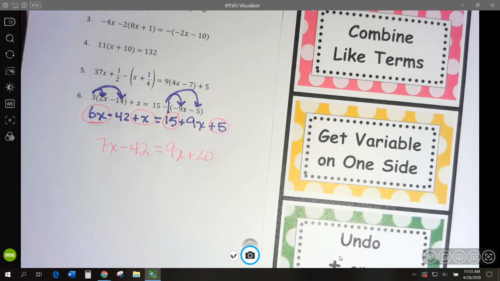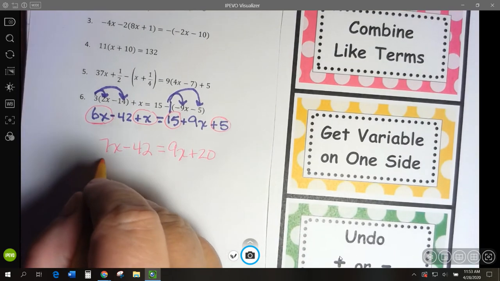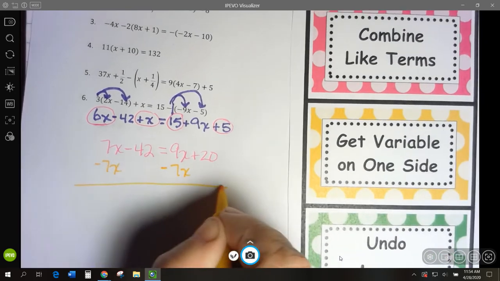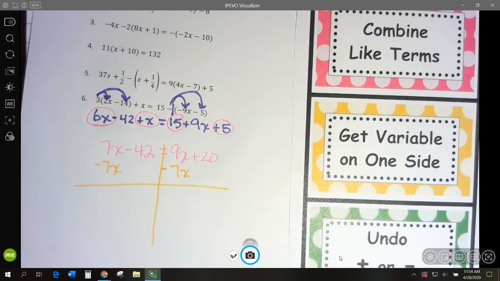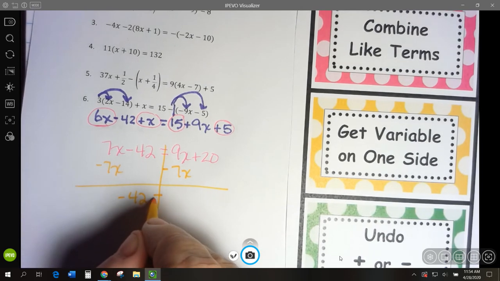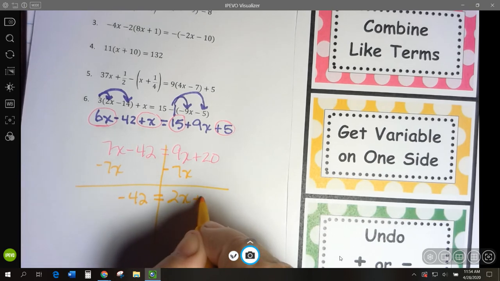Next, we're going to get variables on one side. We got to get rid of the variable with the smallest coefficient. 7 is smaller than 9, so we're going to subtract 7x from both sides. So we're going to end up with a negative 42 equals a 2x plus 20.